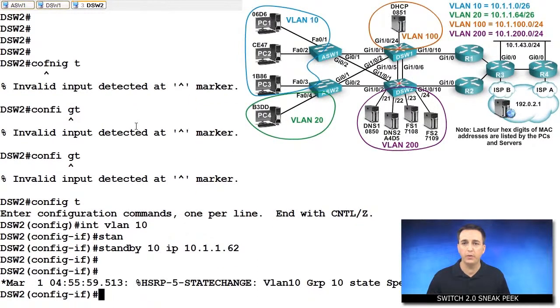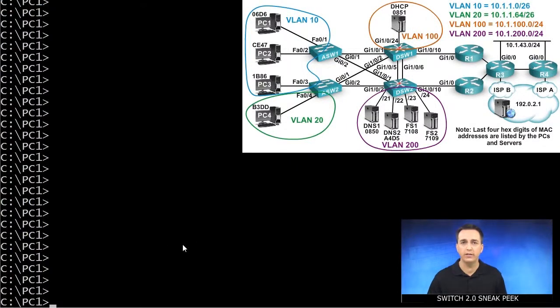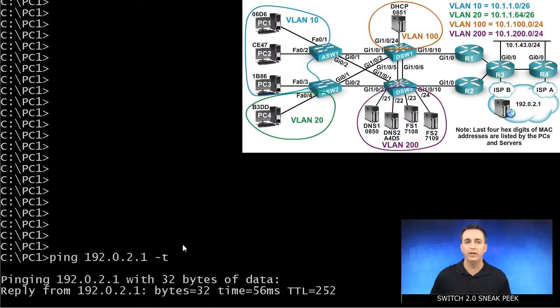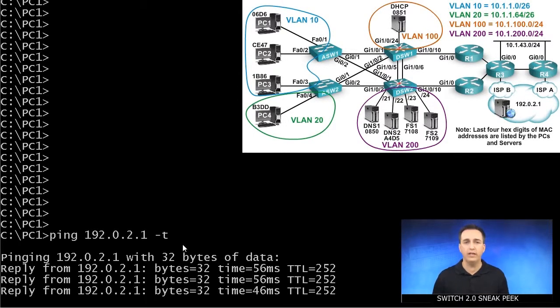So what we want to do is make sure that our client has the ability right now to ping the internet. So we'll go over to our client. Now on our client, let's issue a ping. We're going to say ping 192.0.2.1, and we're going to type in -t. This means keep pinging until I tell you to stop. So we can see right now we can reach the internet.